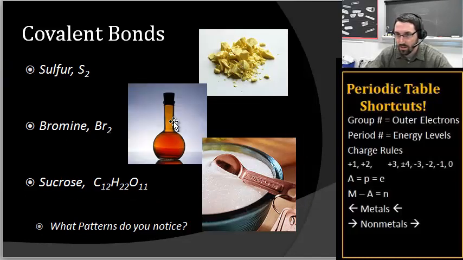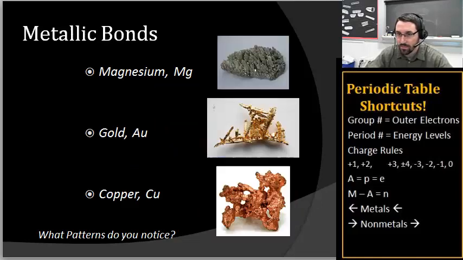Covalent bonds, here's some various examples. Sulfur, bromine, sucrose, or sugar. These are different bonds. We have different varieties of how they'll look when they're bonded together. A lot of crystals together. We have some that are just liquids or gases. But what we notice if we look at all the elements and where they're located on the periodic table is that all of these are nonmetals. Nonmetals bonded to nonmetals.